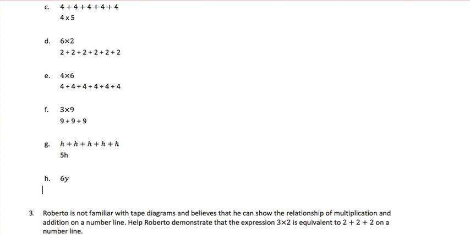And then finally we have 6 times y. Remember, there's no symbol in between, so that means multiplying. And 6 times y is adding y to itself 6 times. It is not adding 6 to itself y times. And the reason it isn't is we don't know what y is, so we can't add 6 to itself y times. We don't have that information.